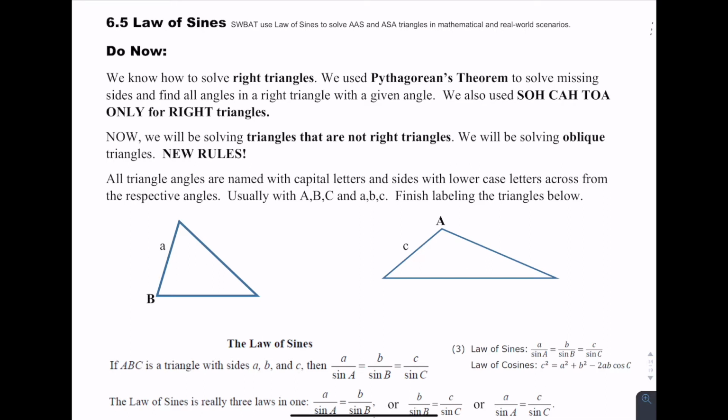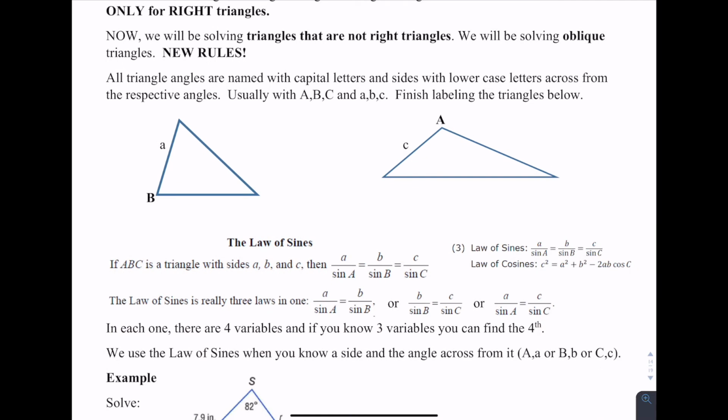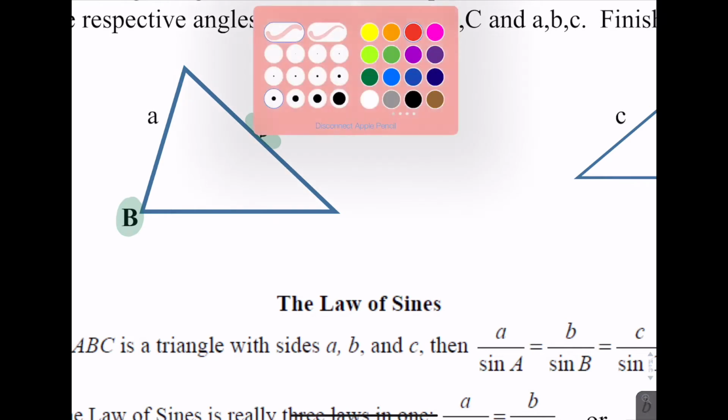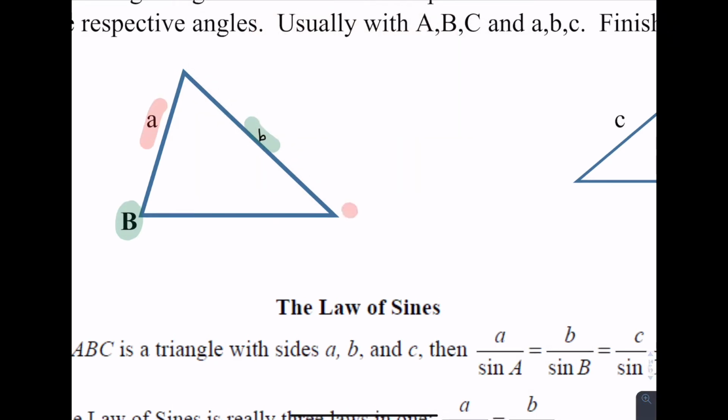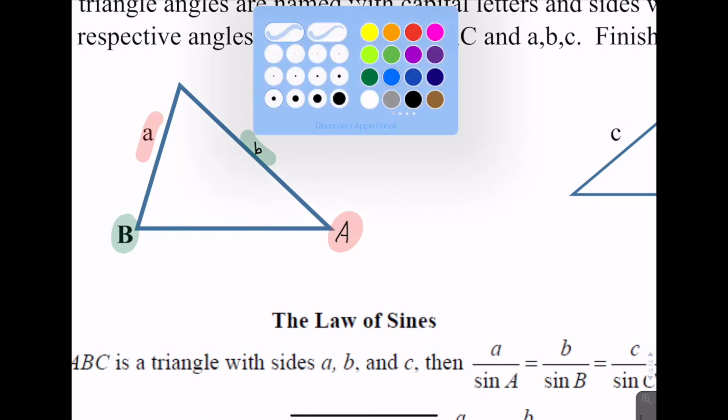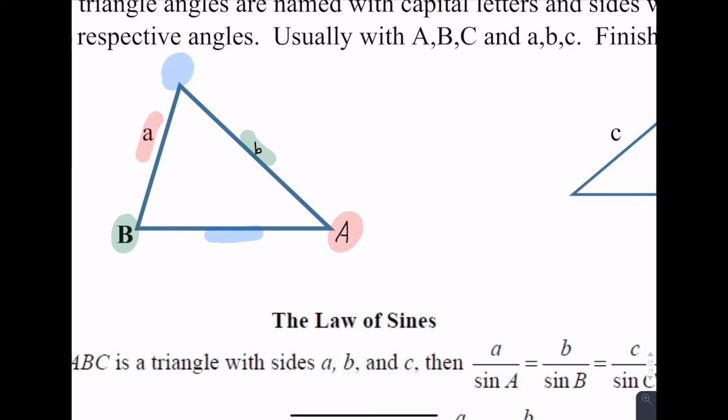All right, so we have new rules. All triangle angles are named with capital letters and sides with lowercase letters across from their respective angles, usually with capital A, B, and C and lowercase a, b, and c. Finish labeling the triangles before. So if this is a big B, and if we can use color coding, if this is big B, then this right here should be little b. If this right here is little a, then this right here should be capital A. And since we already labeled everything else, this should be big C and this is little c.